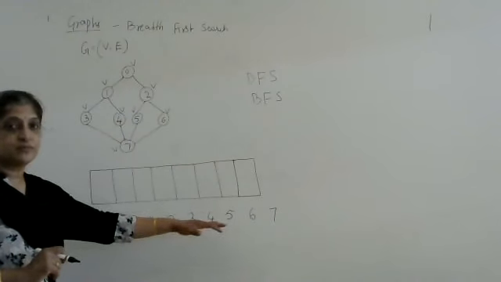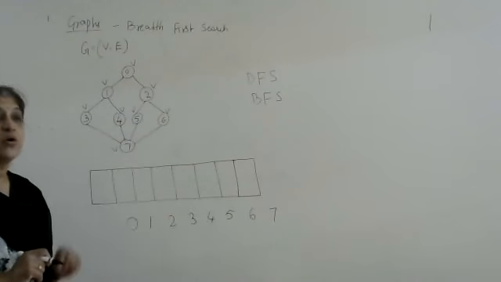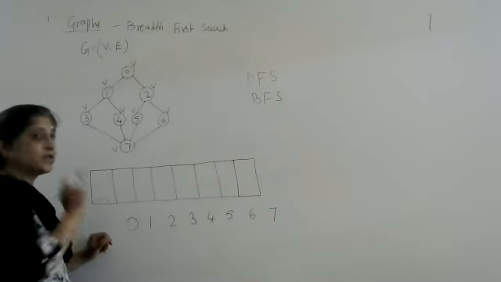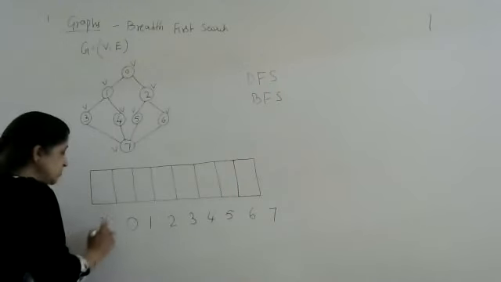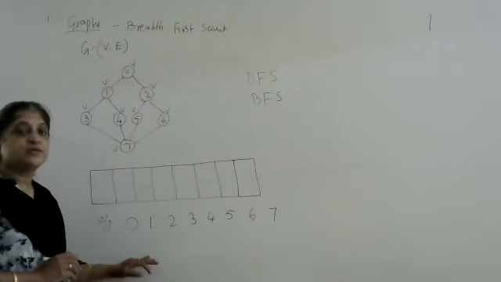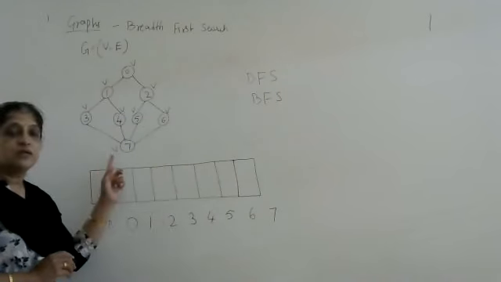Queue is empty. That means we have successfully visited all the vertices in the graph. So this is the output. This is the order of the output of the breadth first search for this particular graph.